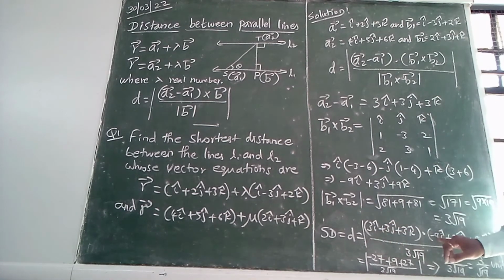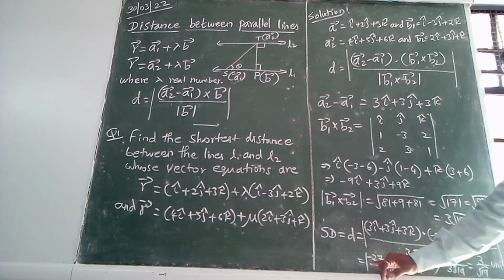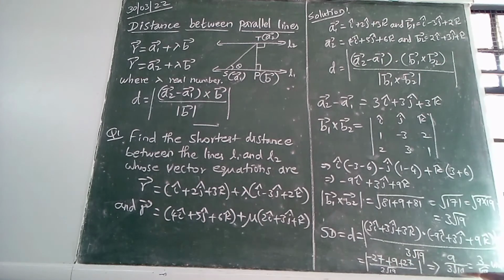So 3 into minus 9 is minus 27. 3 into 3 is plus 9. 3 into 9 is plus 27. Plus 27 and minus 27 get cancelled. So 9 by 3 root 19 we will get. So 3 times 3 is 9, so the answer is 3 by root 19. So the shortest distance for these two vector equations is 3 by root 19 units. Because it is distance, you have to write units.